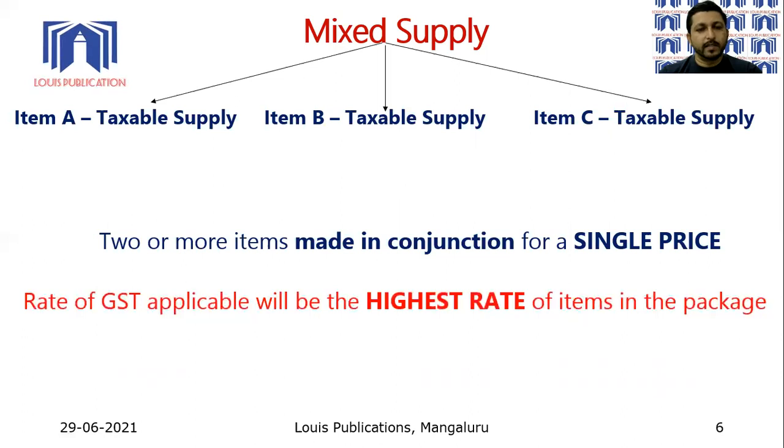That will be treated as a concept of mixed supply. So the rate of GST applicable will be the highest rate of items in the package. We have seen that already in the earlier slide. We will take an example.